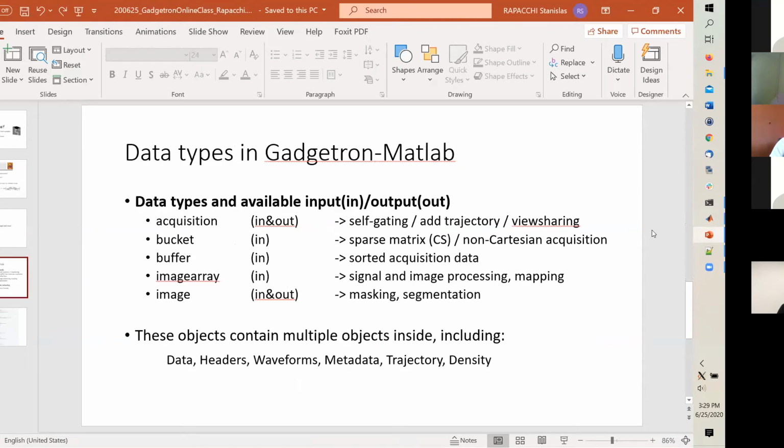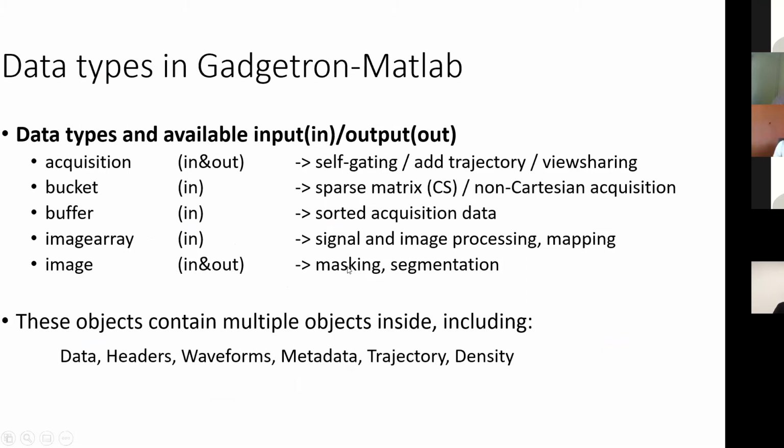Now, let me go back to full screen. If we review the different types in Gadgetron, like Christopher quickly touched on, there are 5 types that are available in Gadgetron MATLAB: the acquisition, the bucket, the buffer, or the recon data, as Christopher showed, the image array, and the image. Each follows a different step, but only 2 types can be outputted, the acquisition type and the image type. In Python, it's not the case. In Python, you can output all of these types. But in MATLAB, you can only input them.